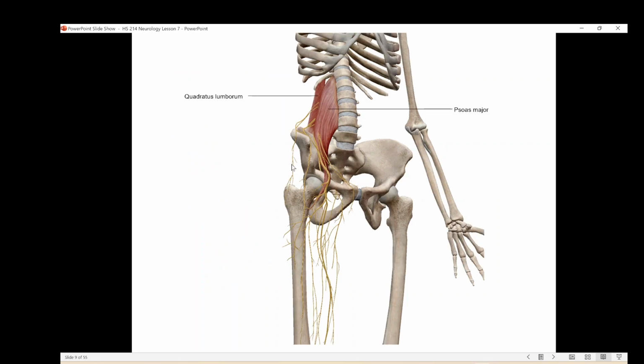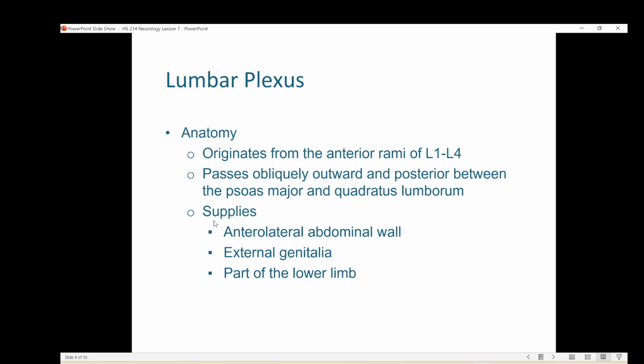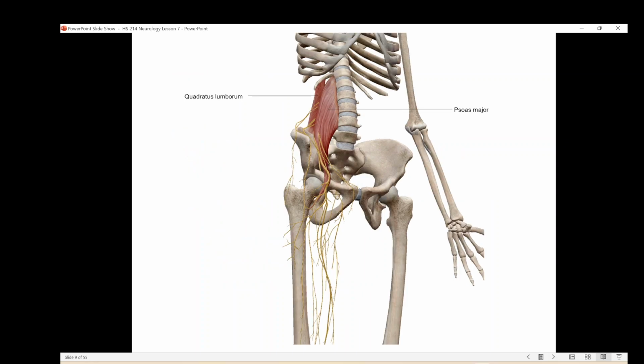Let me show you a picture real quick. So here's the QL back here. Here is the psoas major, and you can see the nerves emerging from between those two muscles and then heading down into the pelvic area and into the upper lower extremity. And generally, the lumbar plexus supplies the anterior lateral abdominal wall, the external genitalia, and going down into the lower limb. Right? Again, we can see it emerging right between the QL, quadratus lumborum, and the psoas major.